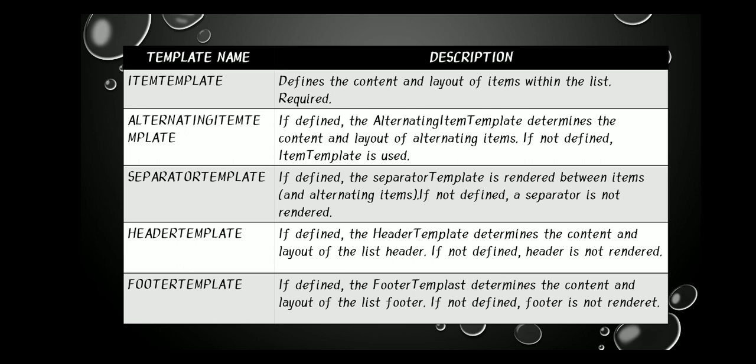Template name, description. Item template: defines the content and layout of items within the list. Required. Alternating item template: if defined, the alternating item template determines the content and layout of alternating items. If not defined, the item template is used. Separator template: if defined, the separator template is rendered between items and alternating items. If not defined, a separator is not rendered.